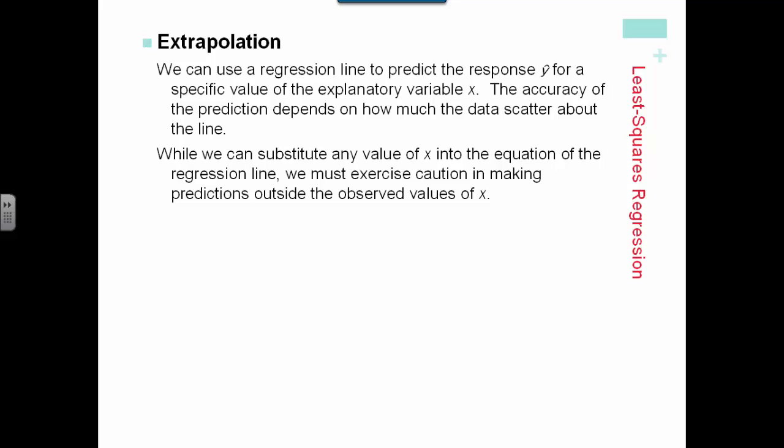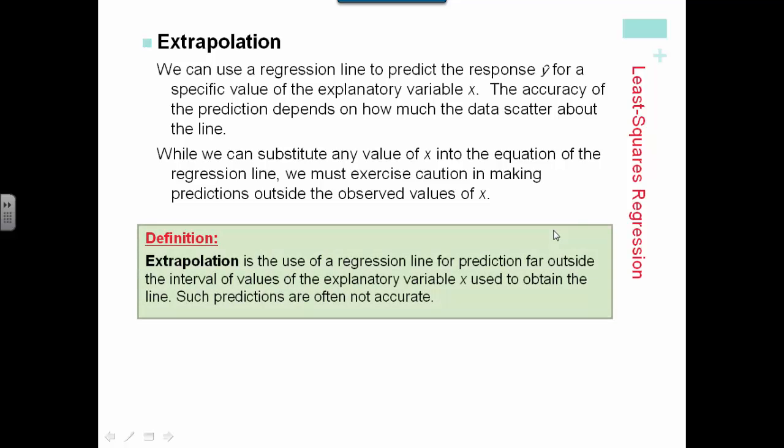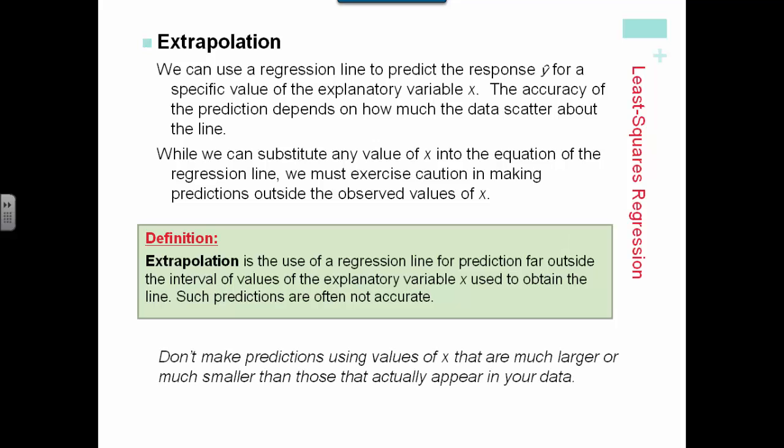One of the things we can do with the predicted value and the regression equation is use what's called extrapolation. This is where we want to figure out a value based on the regression line and predicted values. So it's the use of the regression line for making predictions far outside the interval of values that we used to obtain the equation of the line. Just a side note, don't make predictions using values of x that are much larger or smaller than those that actually appear in your data. So in other words, when you use extrapolation, be real careful that you're not predicting too far out.